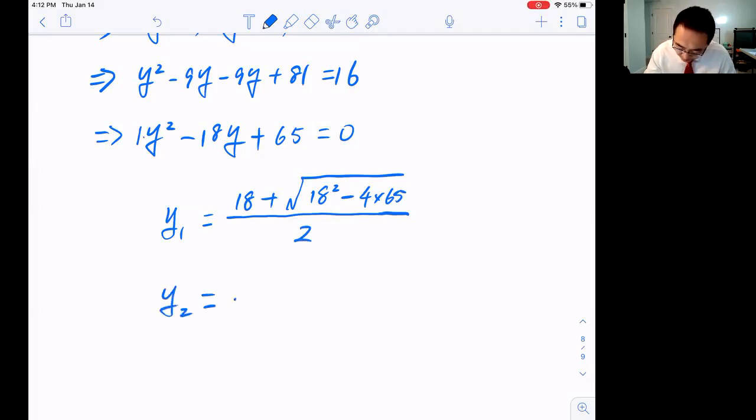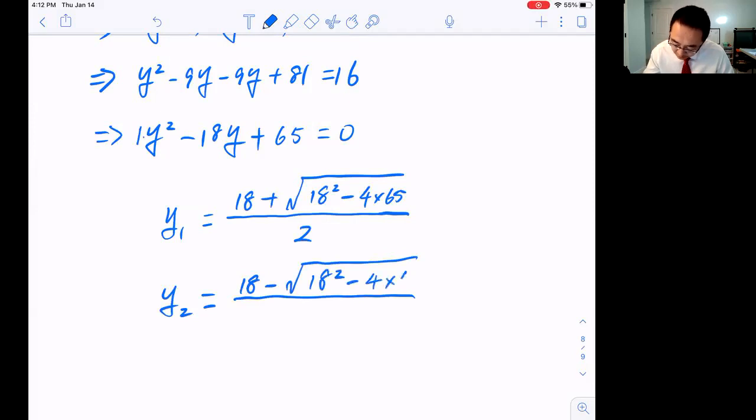y2 is negative b, which is negative 18, gives you positive 18 minus the square root of 18 squared minus 4 times 1 times 65, divided by 2, right? Okay, and then you just need to solve this number. Let me use my calculator. Can't do it in my head that quick. Okay, minus 4 times 65. Okay, so the square root works out nicely.